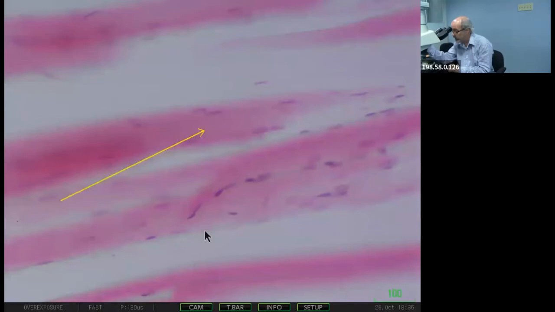So you have several nuclei located at the periphery of the cells. Okay. So now, as you can see, you will have some striations. And I will go again at higher magnification, even if it's a little bit blurry.